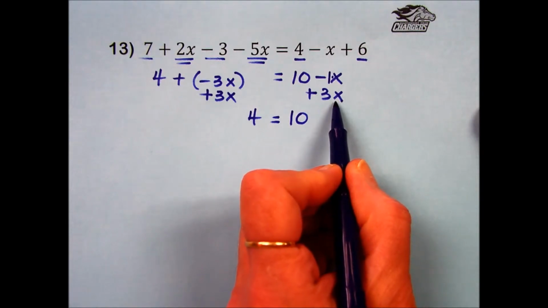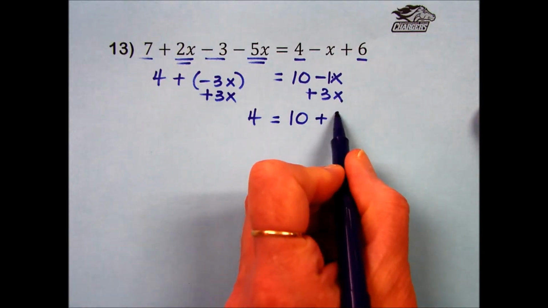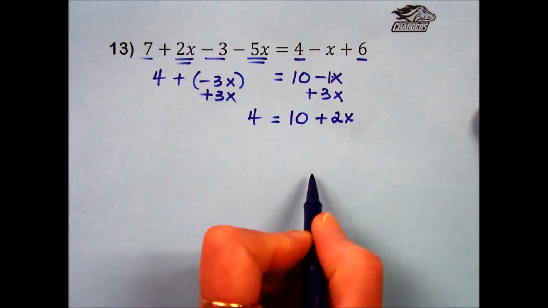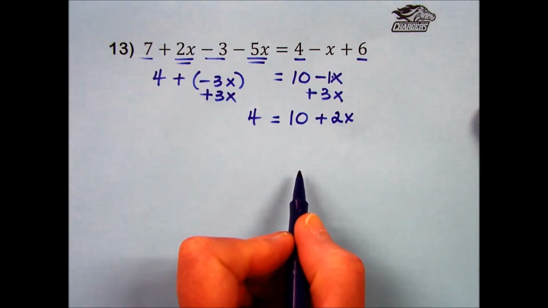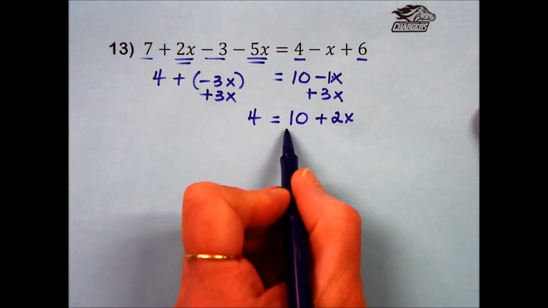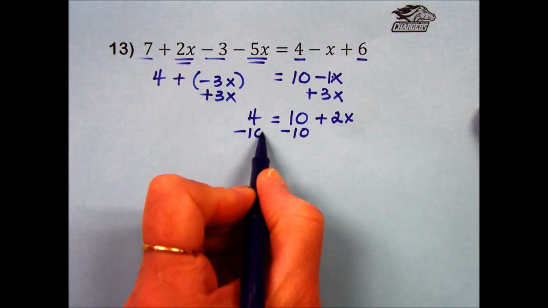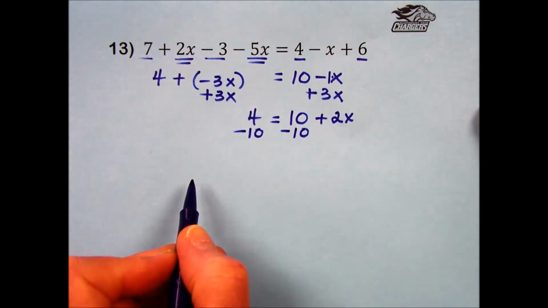Different signs. We subtract the numbers. 3 minus 1 is 2. The larger is positive, leaving us with a positive 2x. Now we're ready to go backwards through the order of operations to get x by itself, requiring us to first undo addition by subtracting. In this case, subtracting 10 from both sides.